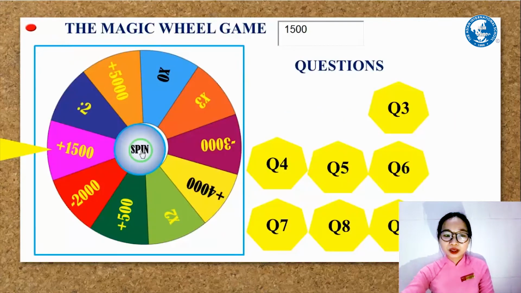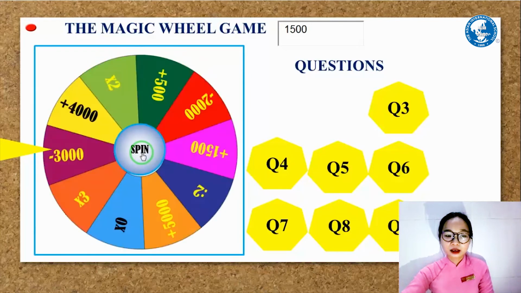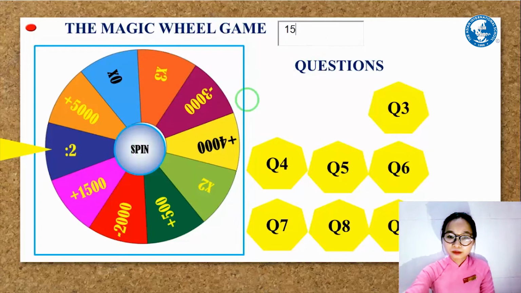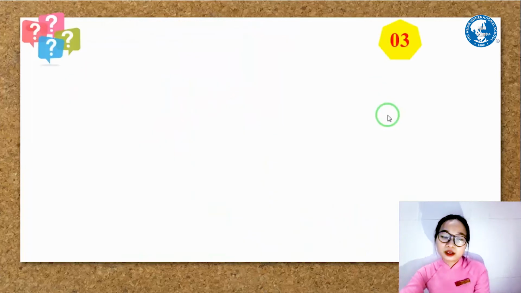Okay, spin the wheel again. How many scores can we get? Let's see. Divided by 2. So we have 750 scores. Now come to the third question.